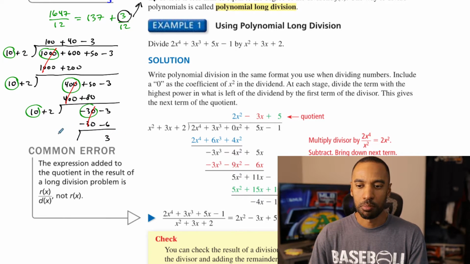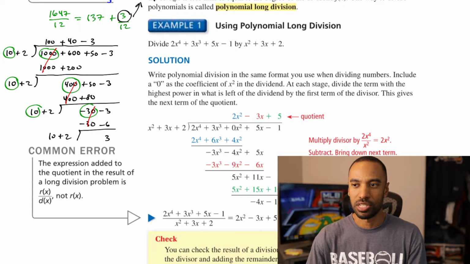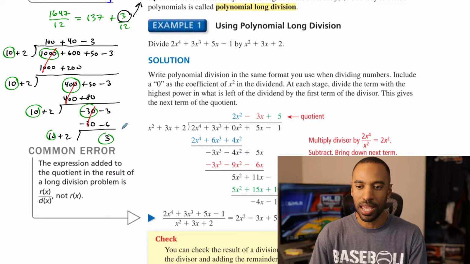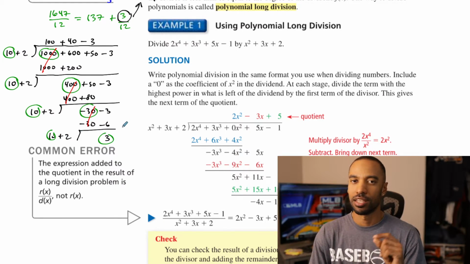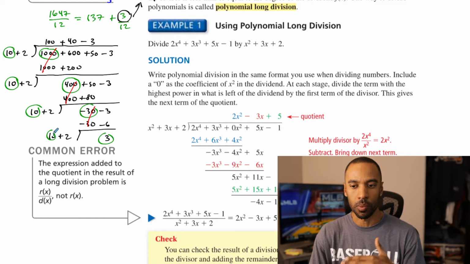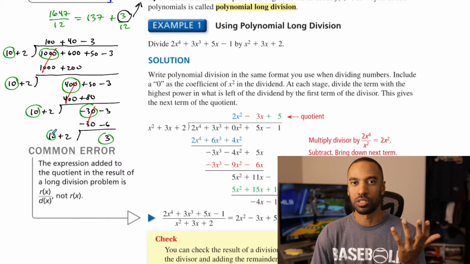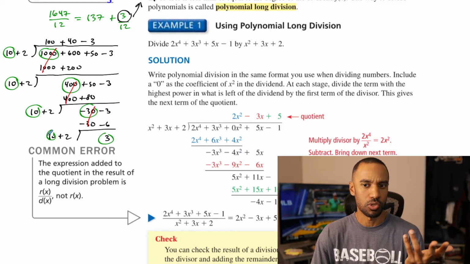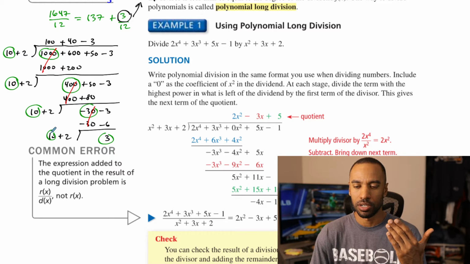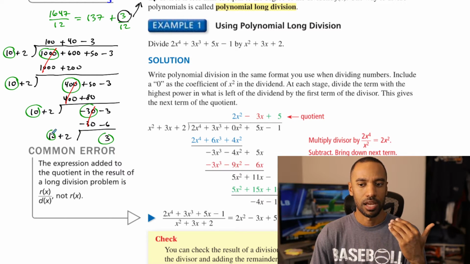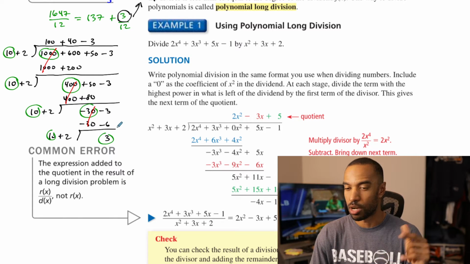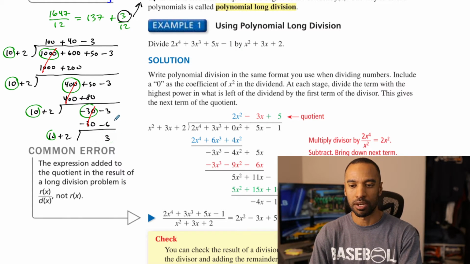Now, if I wrote 10 plus 2 right here, keep in mind, I try and see how many times 10 can go into 3. It can't. 10 cannot go into 3. This is where we would stop. 10 is a larger digit number than 3 is. A 2-digit number cannot go into a 1-digit number. So this is where we would stop. We'd get that remainder of 3.